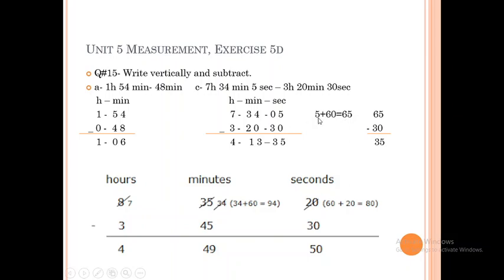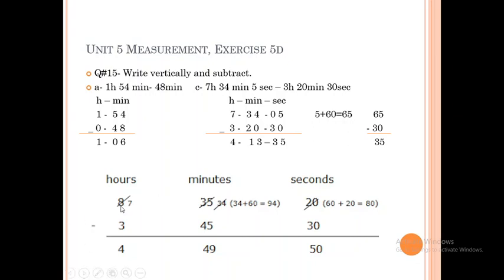So add here 5 plus 60, it is 65 second. Then from this 65 second subtract 30. Your answer is 35. So in the column of second, you will have 35 as the difference of these 2 seconds. Then here it is remaining 3 because 1 was given to second from here. 3 minus 0 is 3 and 3 minus 2 is 1. Now 7 minus 3 is 4. So this is the answer, 4 hour 13 minutes and 35 seconds.